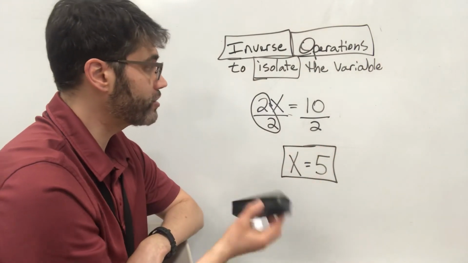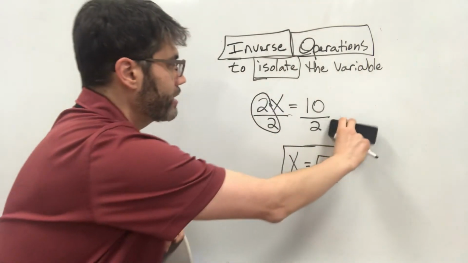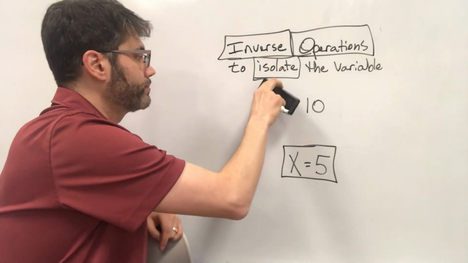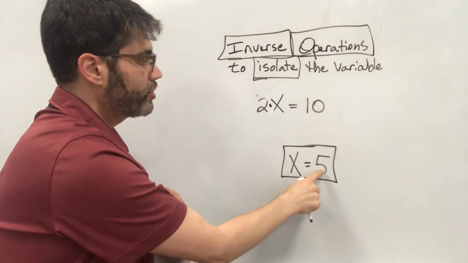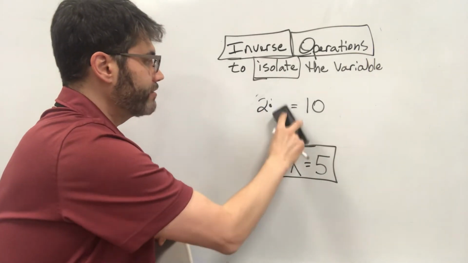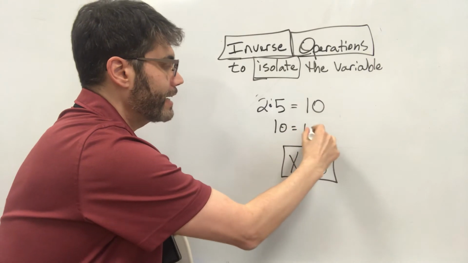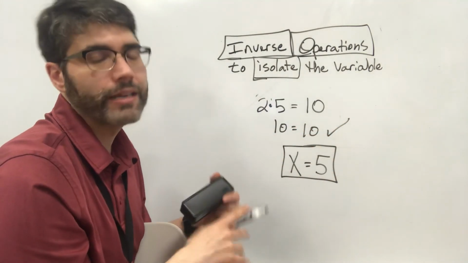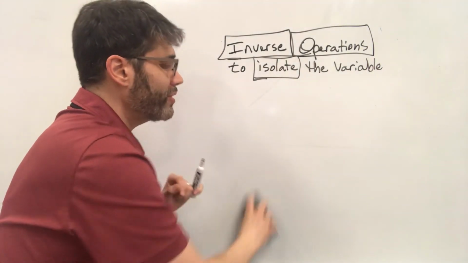To prove that it's a solution, I could plug 5 back in for x and see if it turns out to be a true statement. So 2 times x equals 10. If I substituted 5 back in for x, it would be 2 times 5, and 2 times 5 indeed is 10. I get an identity. If I get an identity on both sides, that means it's equal on both sides, and that means it was a true solution. So now, let's put those together.